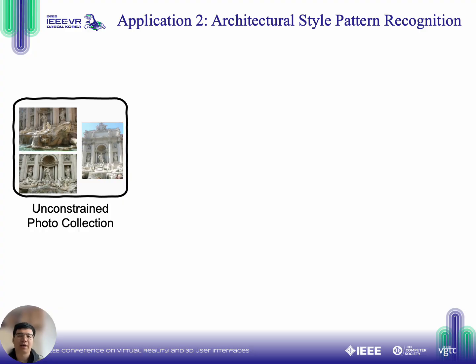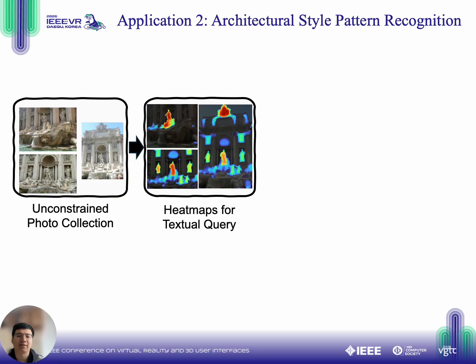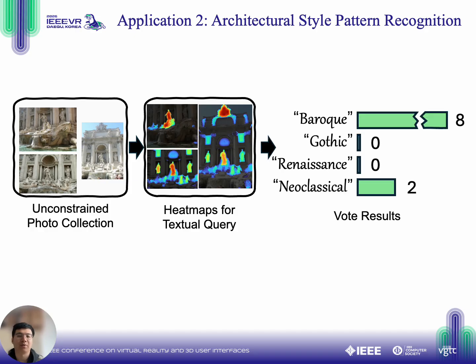Now we show the application of architectural style pattern recognition. Our method accurately identifies the architectural styles with a multi-round voting strategy. Interestingly, it is able to visualize in the heat map what makes the Trevi Fountain a Baroque building.